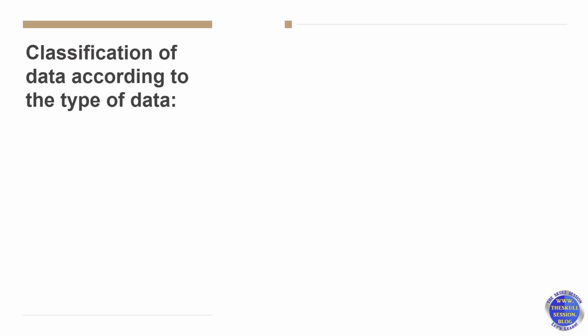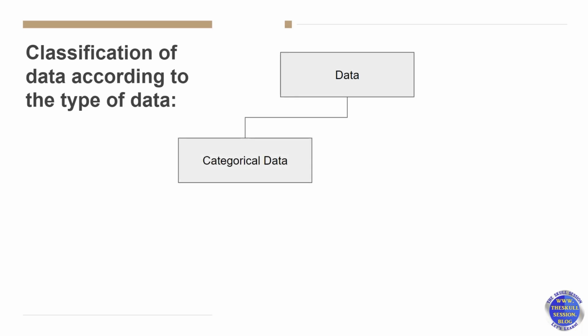Now let us see how the data can be classified according to the type of data. The data can be categorical in nature. For example, there are different types of cake that will be sold. For example, there is sponge cake, there is pound cake, then there is icing cake, then there are pastry cakes. These are all different categories. And when we are getting the information and we can classify them into categories, such type of data is called categorical data.